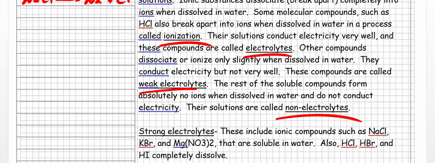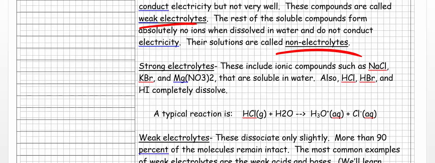Now let's get back to strong electrolytes. What do we mean by a strong electrolyte? Well, these include ionic compounds: sodium chloride, potassium bromide, magnesium nitrate. All those are soluble in water, and they are strong electrolytes. Also, hydrochloric acid, hydrobromic acid, hydroiodic acid completely dissolve in water, and they are strong electrolytes, okay?